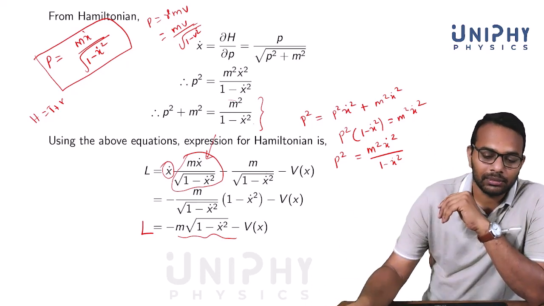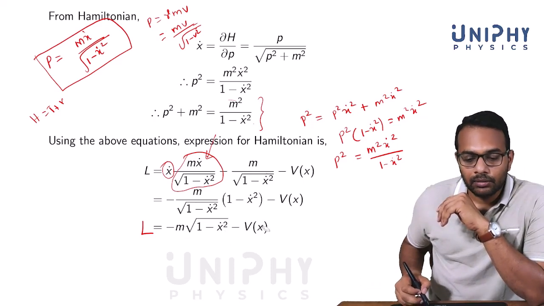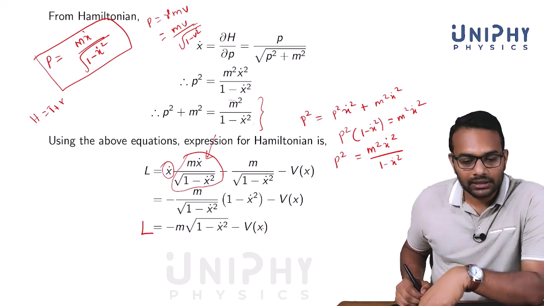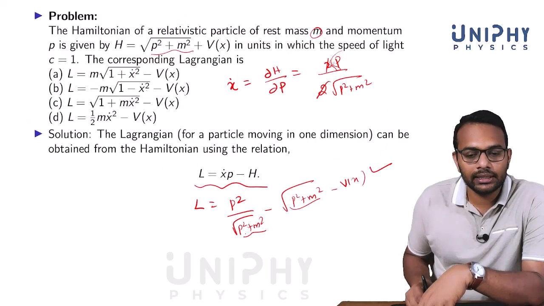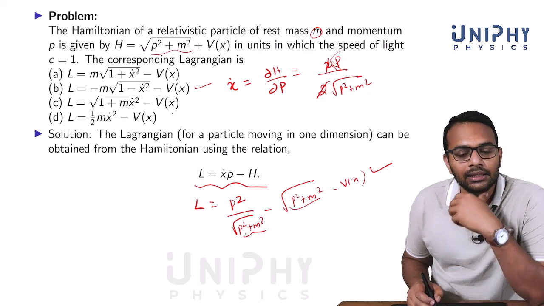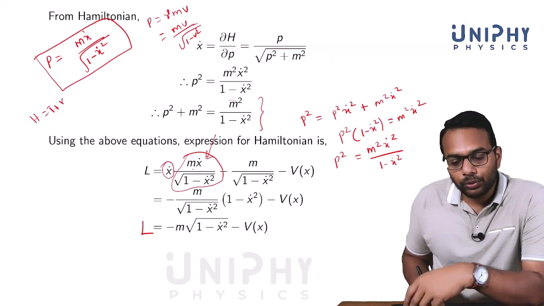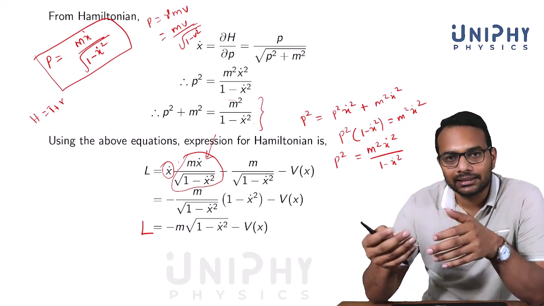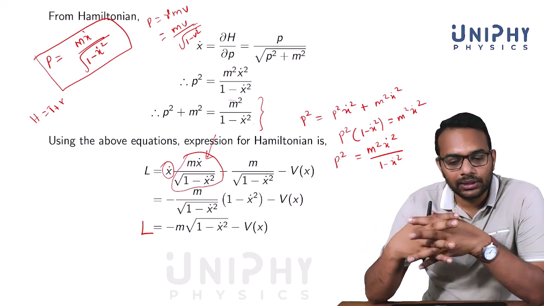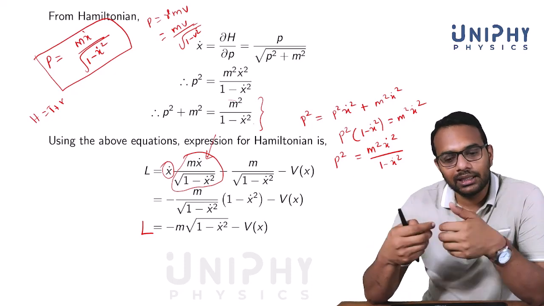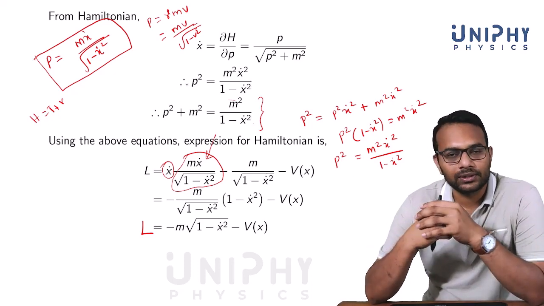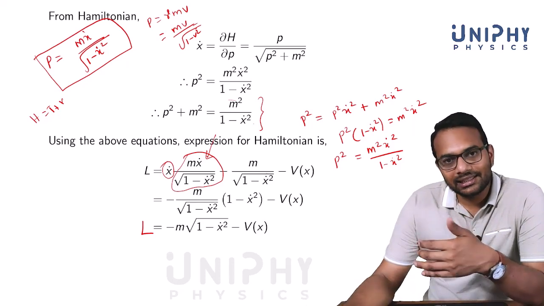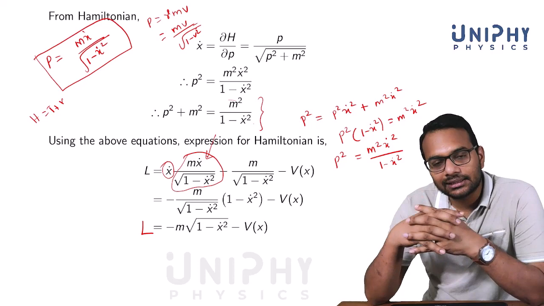It's minus m square root of 1 minus x dot square minus v of x. That's the Lagrangian. Do we have it in our options? Yes, this is the Lagrangian. There are other ways of arguing that this has to be the correct Lagrangian. We don't have to go into the details. Maybe when we discuss the special theory of relativity, we'll explain why this has to be the form of the Lagrangian. You can actually obtain this Lagrangian by demanding that the action is Lorentz invariant.